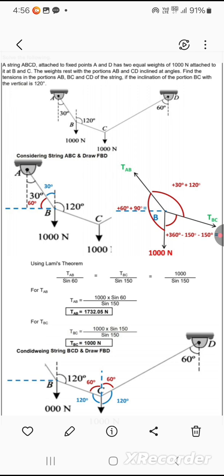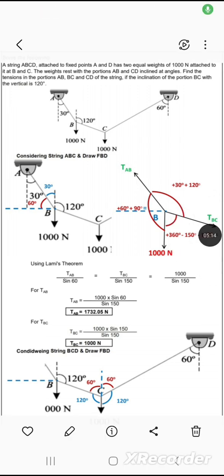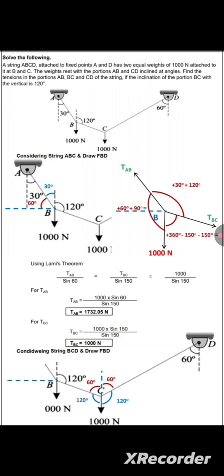Tension in BC is equal to 1000 into sine 150 upon sine 150. So tension in BC is 1000 N. Now considering string BCD and drawing the FBD of figure 8 like shown in the figure below. So you will get this figure.